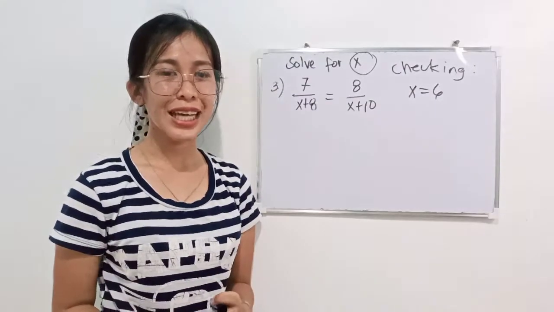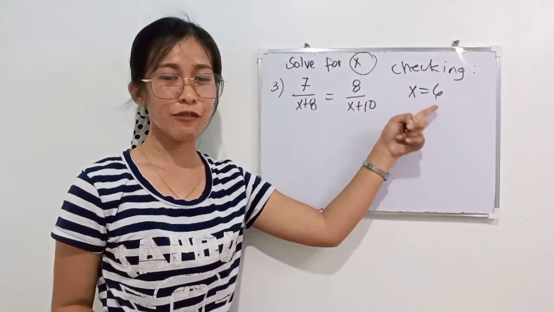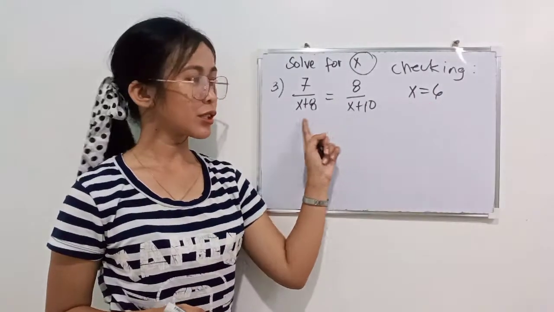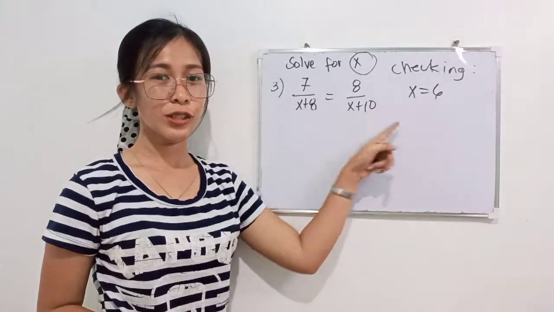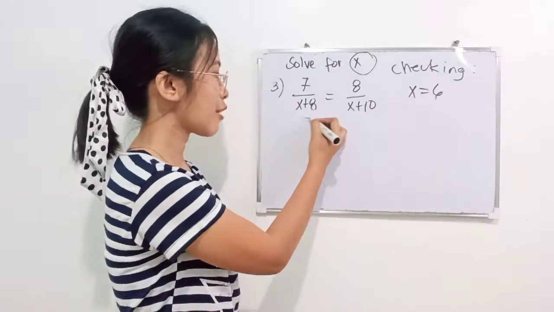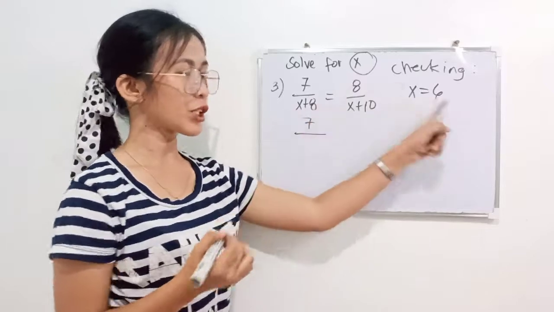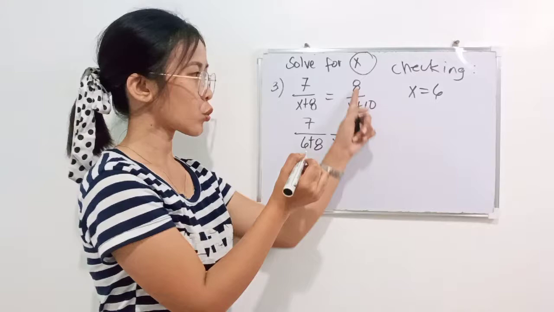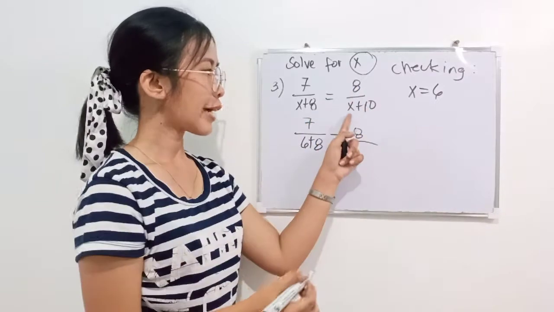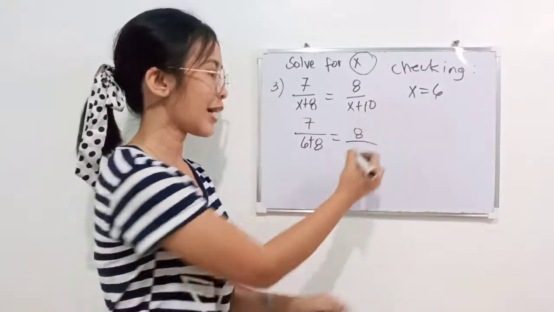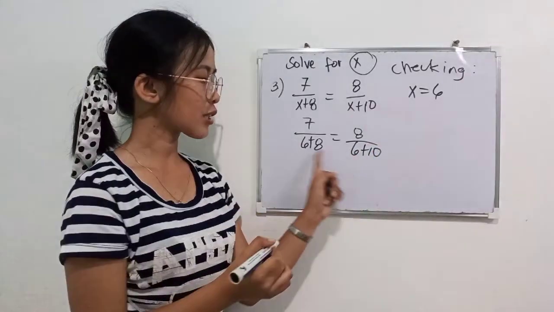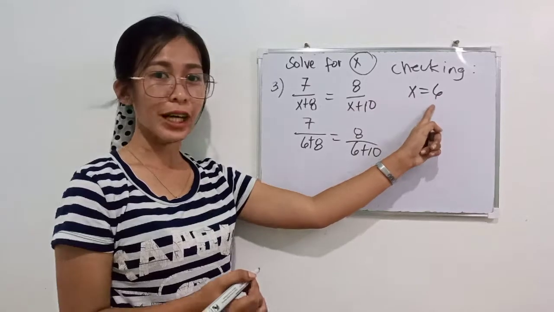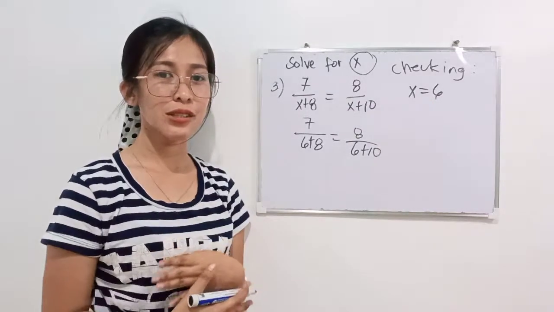Okay, so now let us check kung tama nga ba na si x ay equal to 6. So, the first step is to substitute the value of x to the equation or to the proportion given. So, we have 7. Ito ay x, therefore siya ay 6. Tama? So, 6 plus 8 is equal to 8. X plus 10 or 6 plus 10. Again, bakit naging 6 itong dalawang to? Kasi nga, sila ay x dito and the value of x is 6. Alright? So, huwag kayong malilito doon ha.